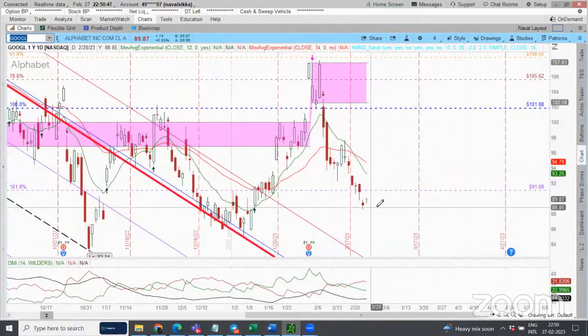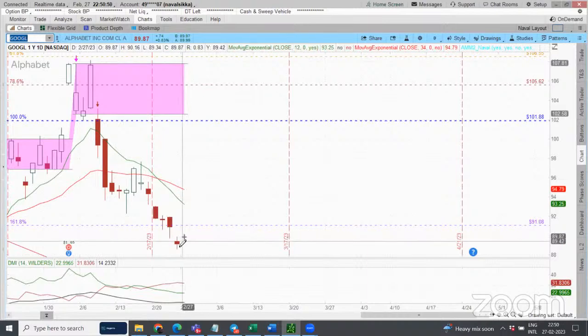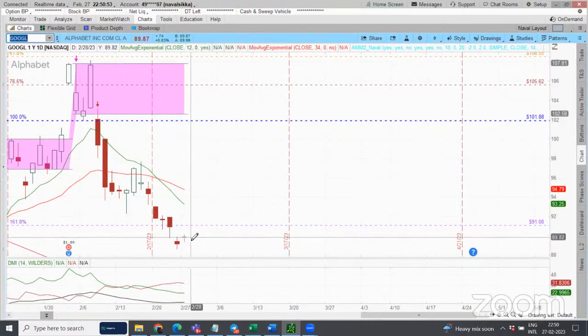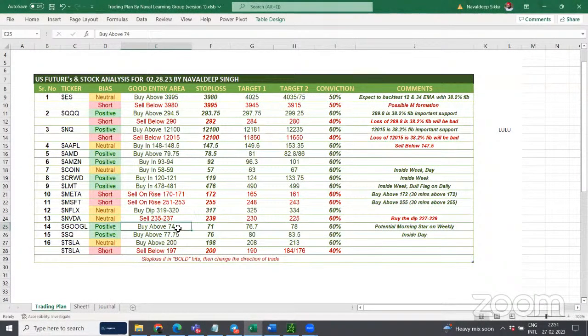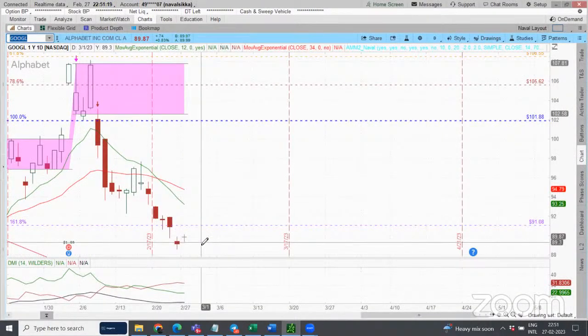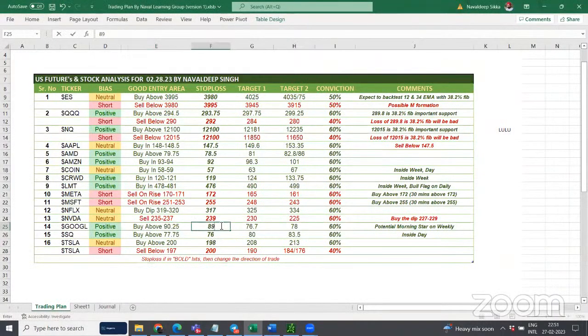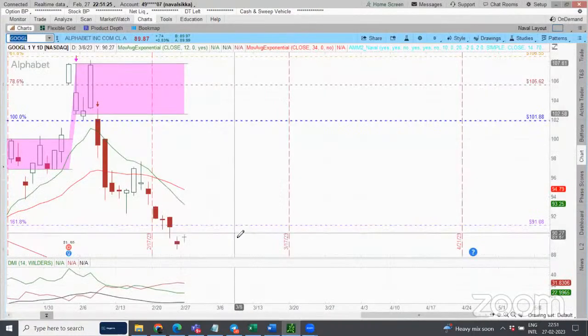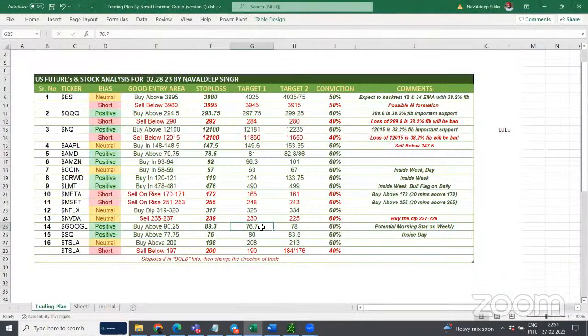Google is now a doji, again a gravestone doji. It's showing some kind of saturation on the negative sentiment, that enough is enough. So let's see if it has to bounce. I would go long above today's high, which is 90. So buy above 90.25. Stop loss will be today's low, 89.30. Target is 91, 93.25.